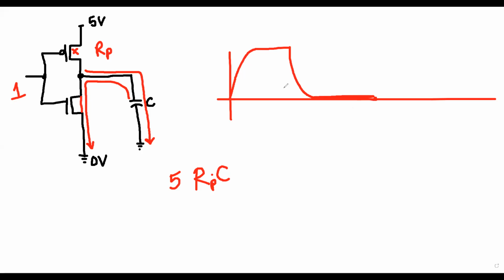Understood? Now, how fast will it be discharged? How fast? It depends on what? It depends, again, on R and C. Now, this time, what R? This time it is the Rn. Okay? So the discharging time will be 5 Rn. Understood, everyone?